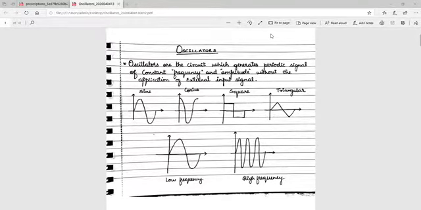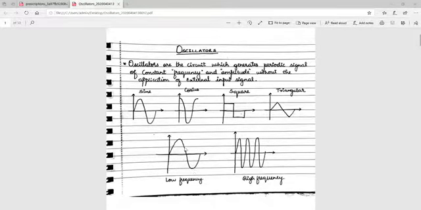So, today we'll start oscillators. Now, the definition of oscillators: they are the circuits which generate periodic signals of constant frequency and amplitude without the application of any external input signal. So these are the particular circuits which will provide oscillations like this. One oscillation will be one cycle. Clear? One oscillation is one full cycle.